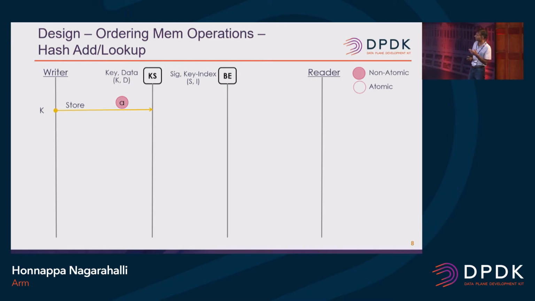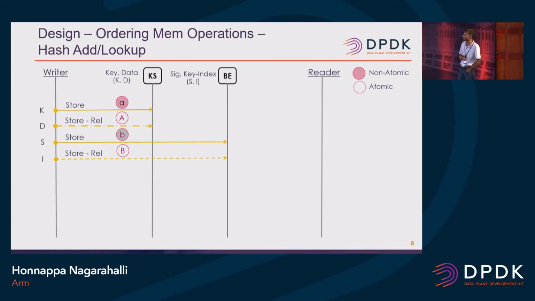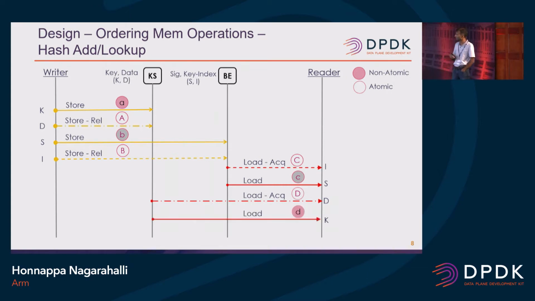The writer stores the key in the key store, and then he does a store release on the data. After that, he stores the signature in the bucket entry, and then he releases the signature by doing a store release on the index. Now the reader comes along. First, he does a load acquire on the index, and then he loads the signature, and then he does a load acquire on the data, and then he loads the key.